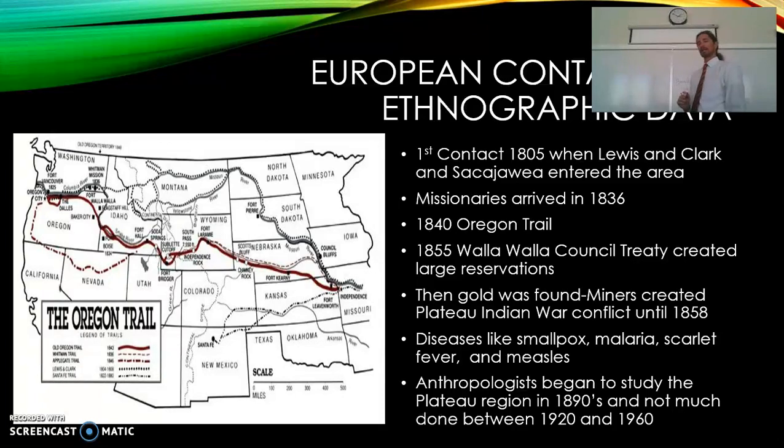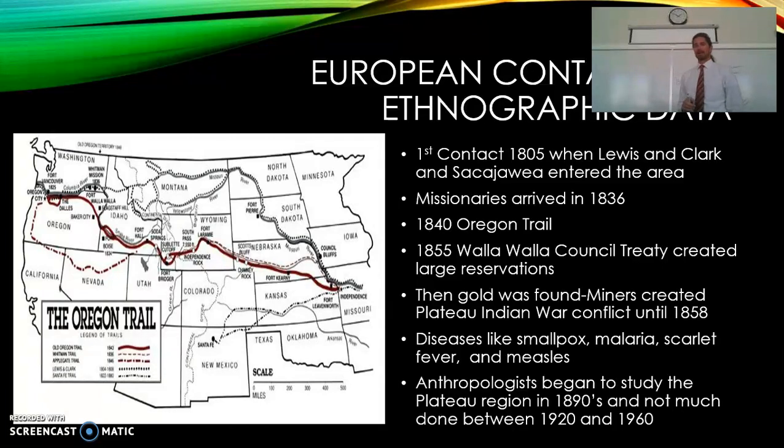1855, and again, the video that I have for this week is going to describe this in more detail. 1855, the Walla Walla Council Treaty is created by the U.S. and these groups. They create a huge, massive area for reservation, and the natives seemed pretty happy. Literally, a couple years later, if not that next year, gold is found in the area. And we have a bunch of white miners moving into the area, which creates a lot of conflict, and ultimately creates the Plateau Indian War conflict until 1858. So we have about a 3-year war.